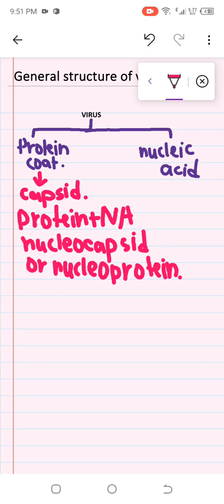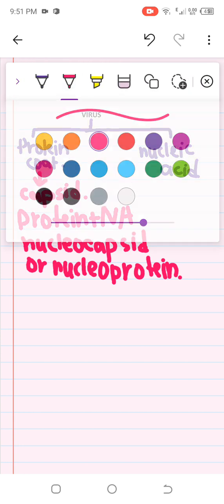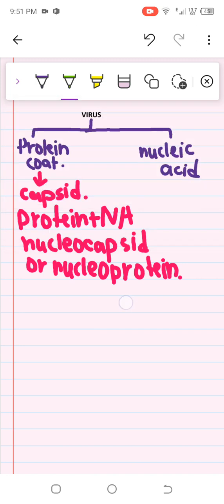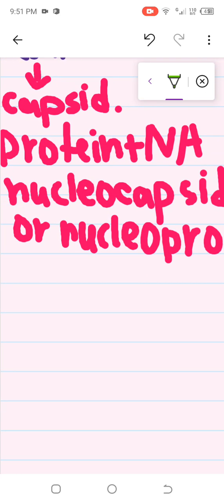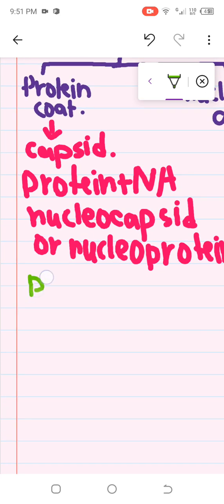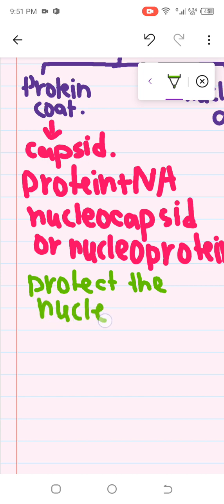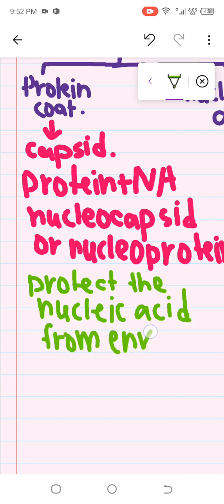As I told you, the capsid is the protein coat. Now what is the work of this capsid? The capsid protects the nucleic acid from the environment or from different enzymes. Protect the nucleic acid from the environment.